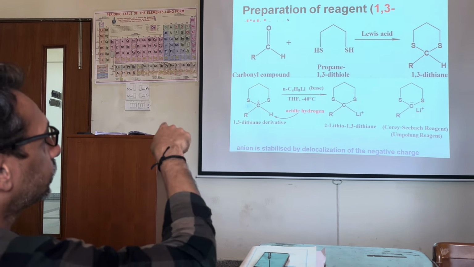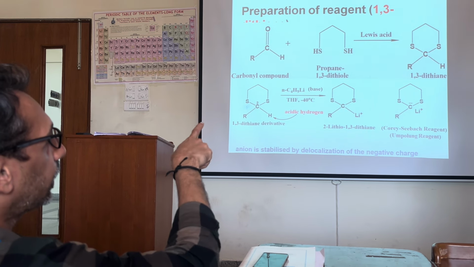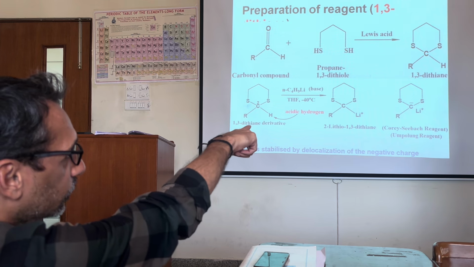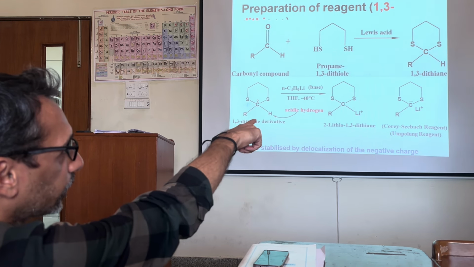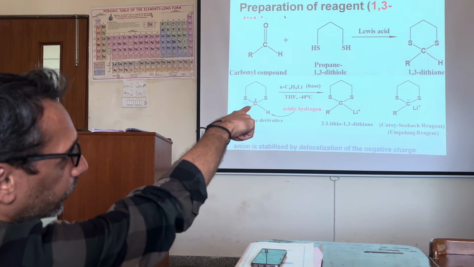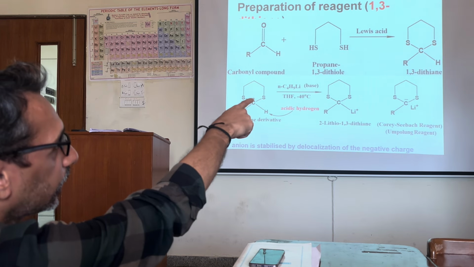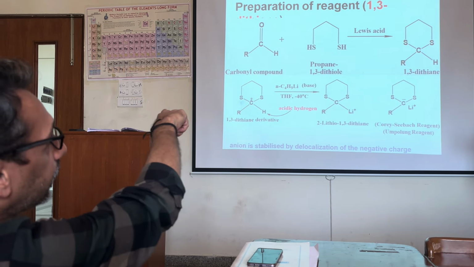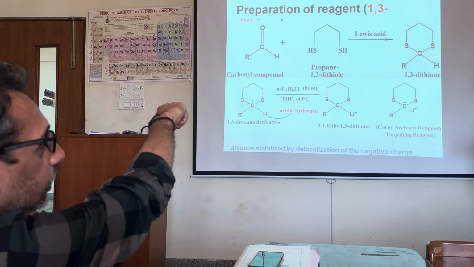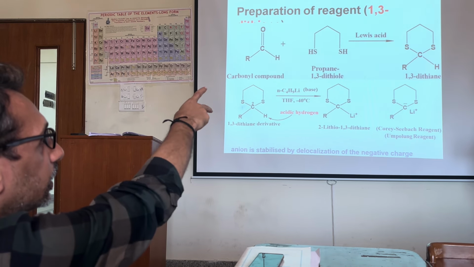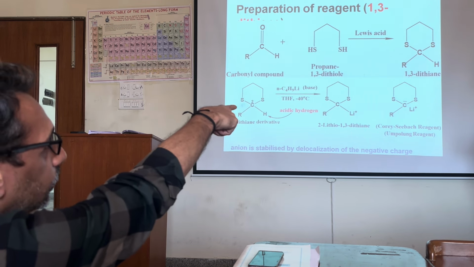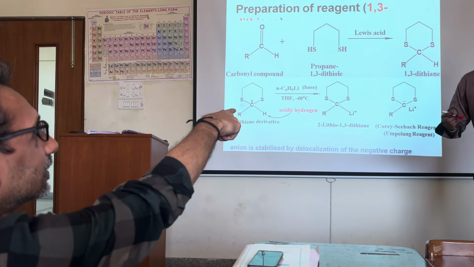In such cases, you need to use propane-1,3-dithiol and then prepare the 1,3-dithiane as a reagent. Once the 1,3-dithiane is formed, if you look at that specific carbon, in the presence of base it will act as a nucleophile rather than as an electrophile. This is a switching of polarity from the electrophilic carbon into the nucleophilic carbon, positive charge to negative charge.